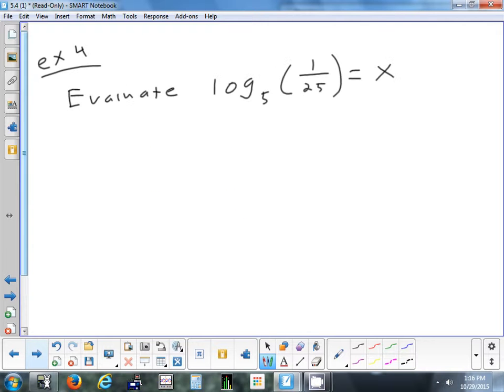Okay, next problem is the same idea, except I'm not telling you what it should equal. I want you to figure out that part. All right, so how would we rewrite this one?